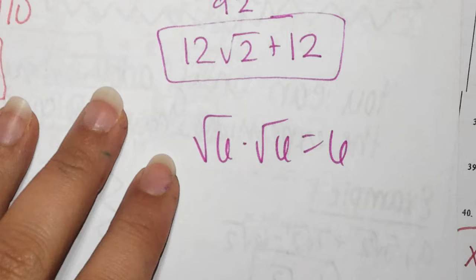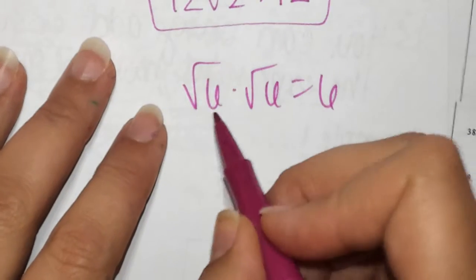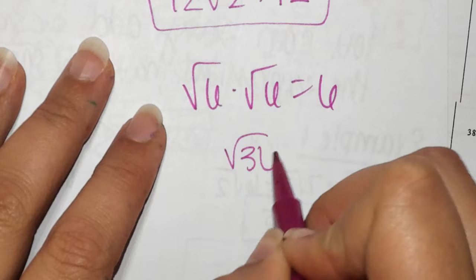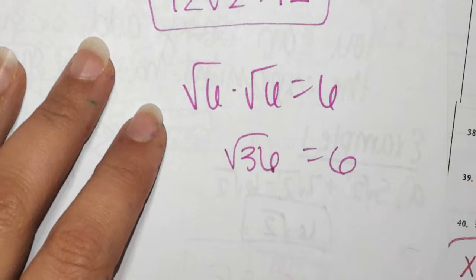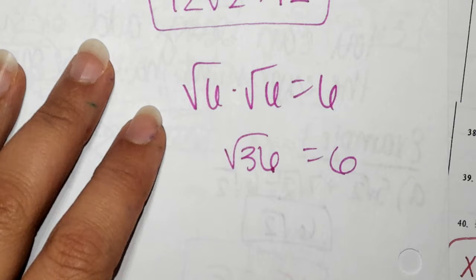Because the square root of 6 times the square root of 6 is the square root of 36. The square root of 36 is 6.